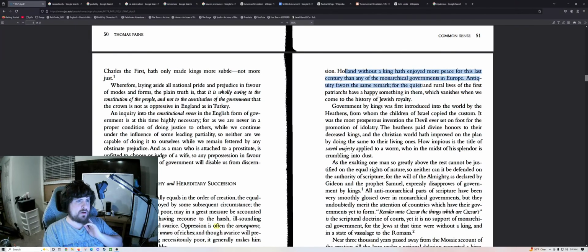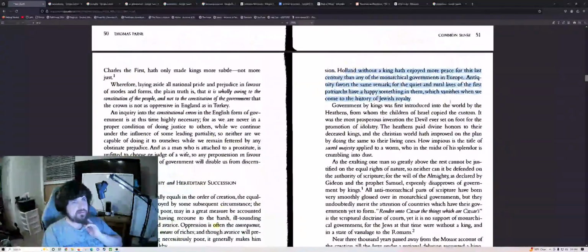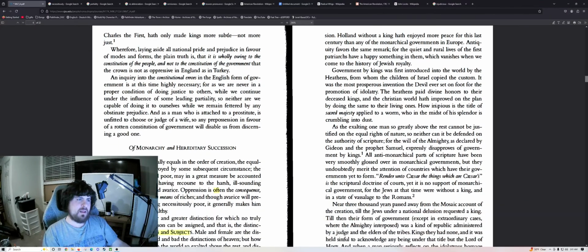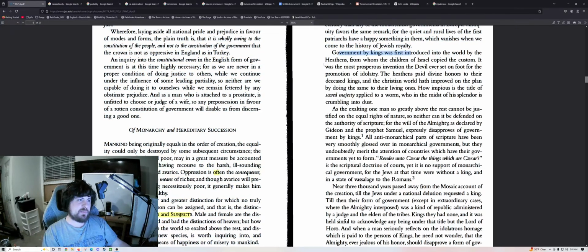Antiquity favors the same remark, for the quiet and rural lives of the first patriarchs have a happy something in them, which vanishes when we come to the history of Jewish royalty. It is not an anti-Semitic thing. He is talking about the history in the Bible. Government by kings was first introduced to the world by the heathens, from whom the children of Israel copied the custom. It was the most prosperous invention the devil ever set on foot for the promotion of idolatry.